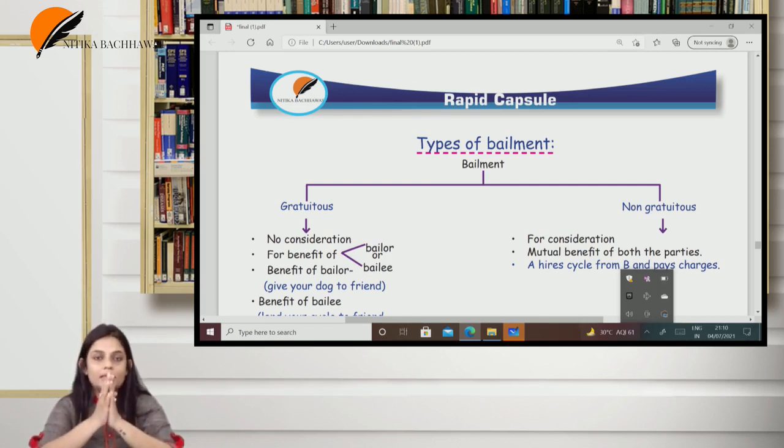Let us say you are going for a vacation and you have a puppy and you cannot take your puppy on this vacation. So you ask your friend to take care of your puppy. So this is for your benefit. You are giving the goods. So this is the benefit of the bailer.